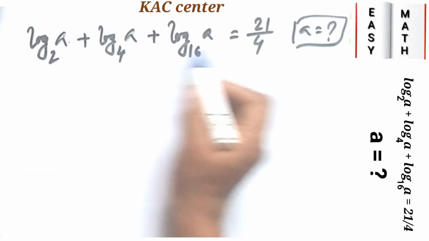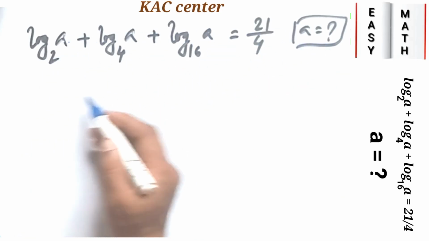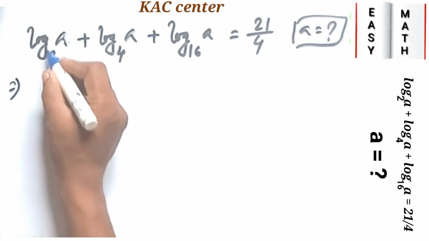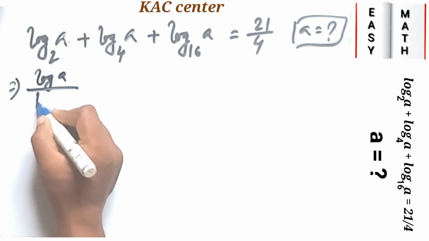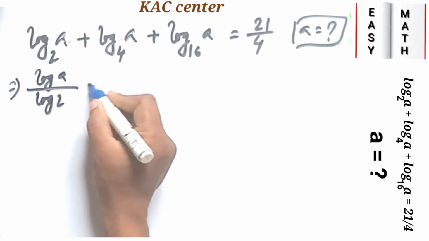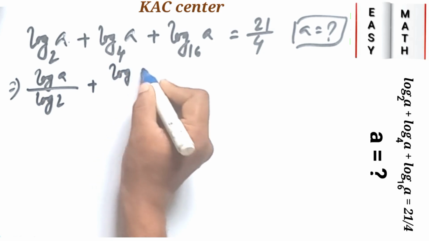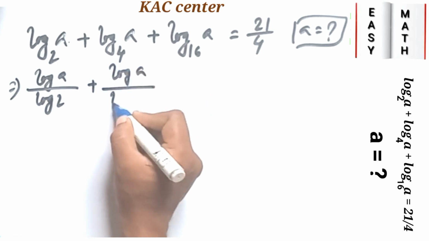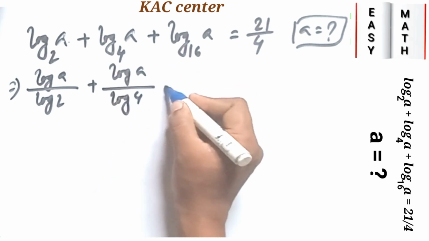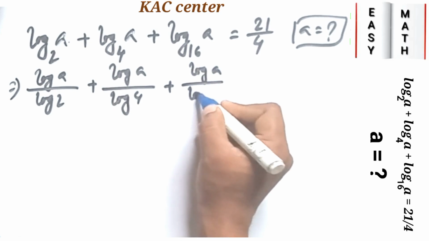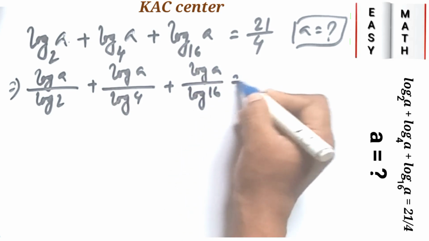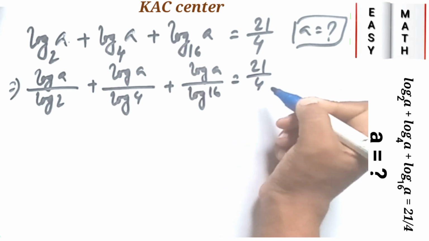From this equation, find out the value of a. First we can write this as log base 2 of a, and similarly log base 4 of a, and similarly log base 16 of a, equals 21 by 4.